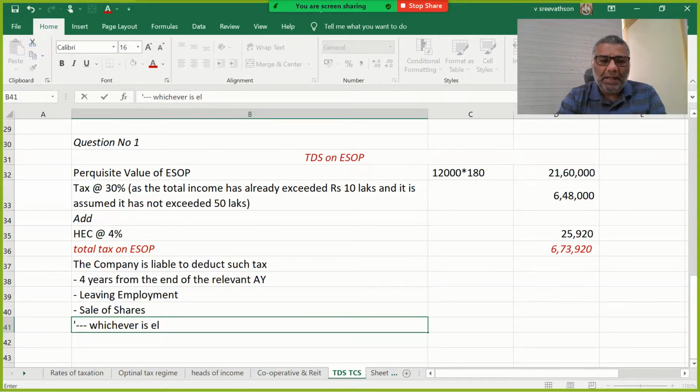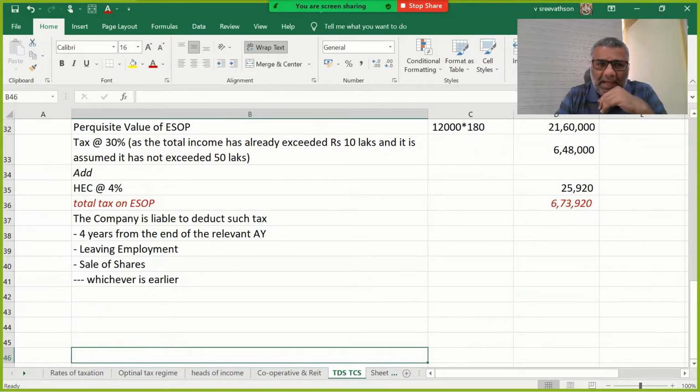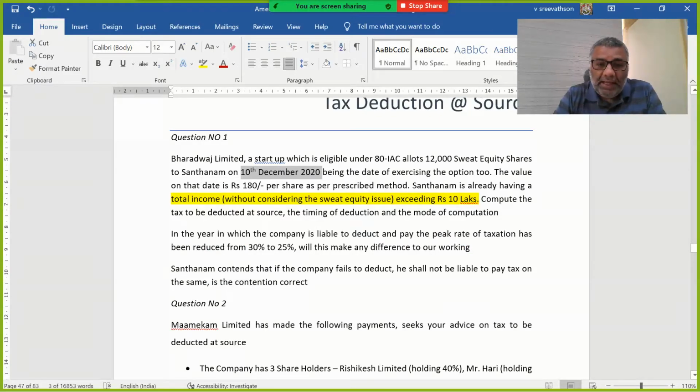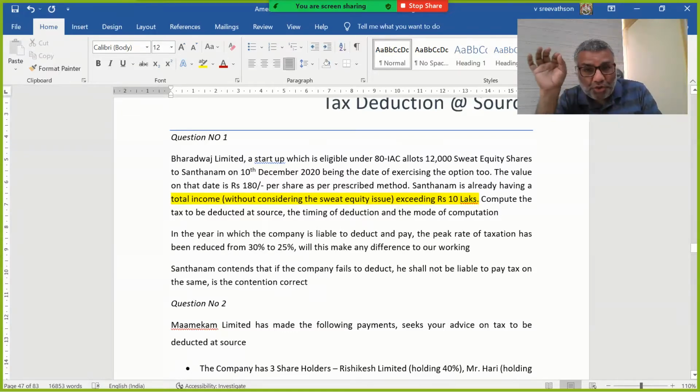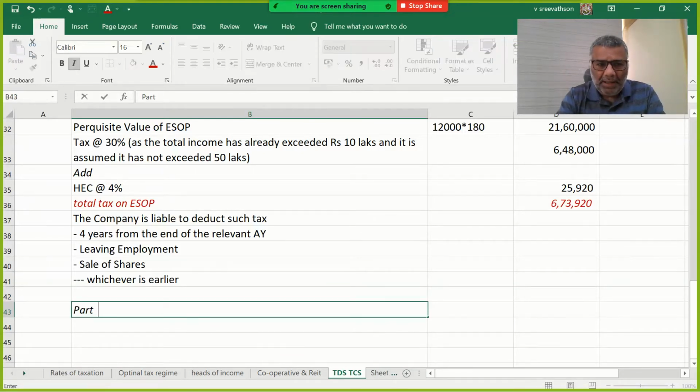Okay, the company is liable to deduct, it will compute, but the company is liable to deduct not in the financial year 2021, but in any of the subsequent years, whichever is earlier. In the year in which the company is liable to deduct and pay, the peak rate of taxation has been reduced from 30% to 25%. Will it make a difference? Okay. Part B.